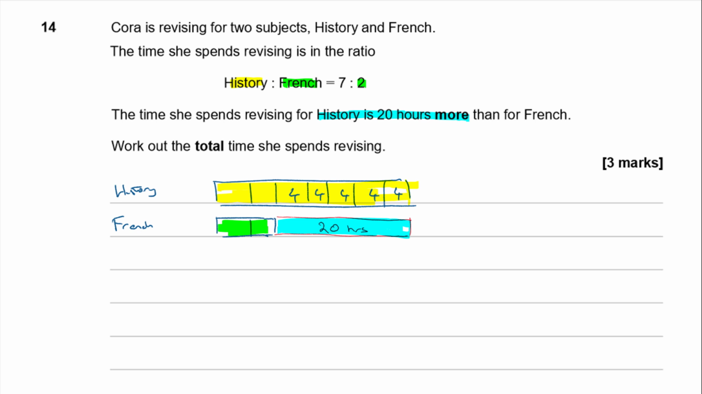Okay, and because all the shares are the same size, that means that also must be 4, and that must be 4, and that must be 4, and that must be 4. Okay, so what is the total time she spends revising?